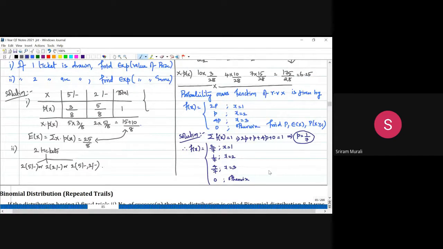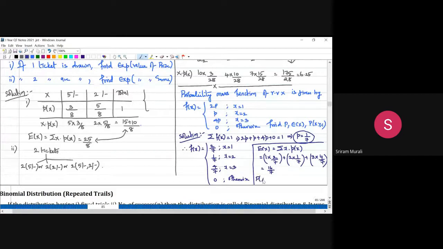You have to compute now E of x. What is E of x? Sigma x into P of x. What is x? 1. What is P of x? 2 by 7, plus 2 into 1 by 7, plus 3 into 4 by 7. This is equal to 16 by 7.